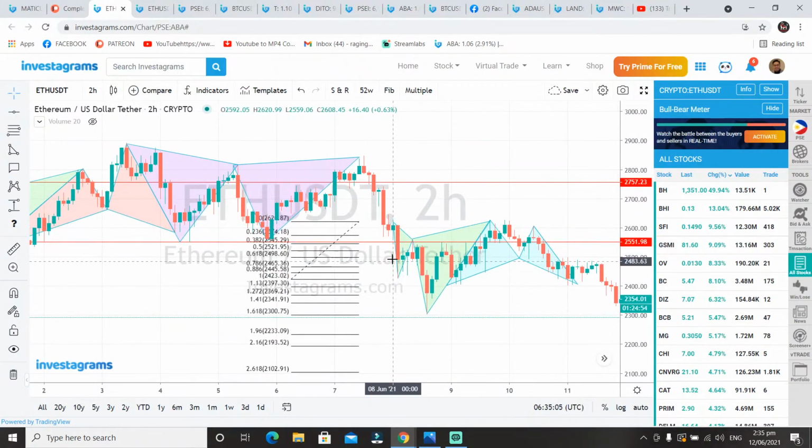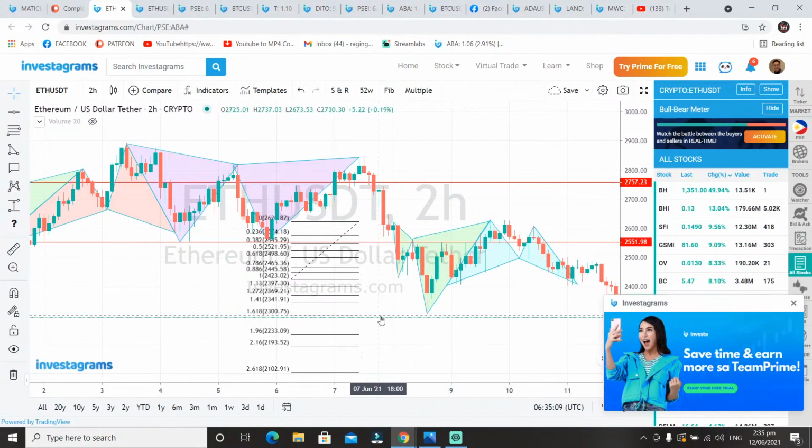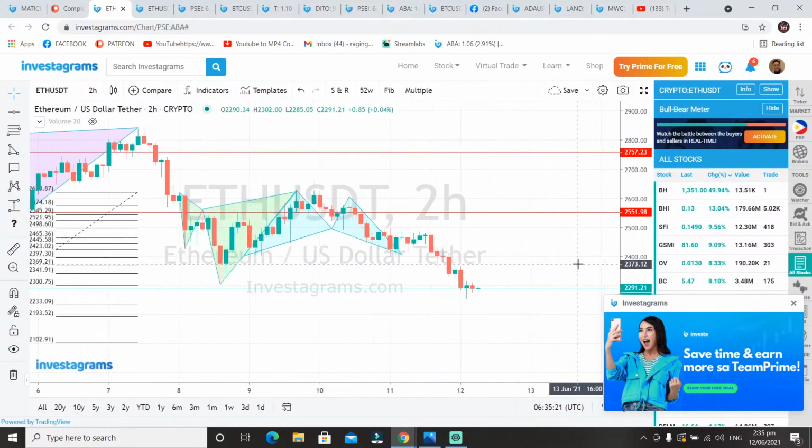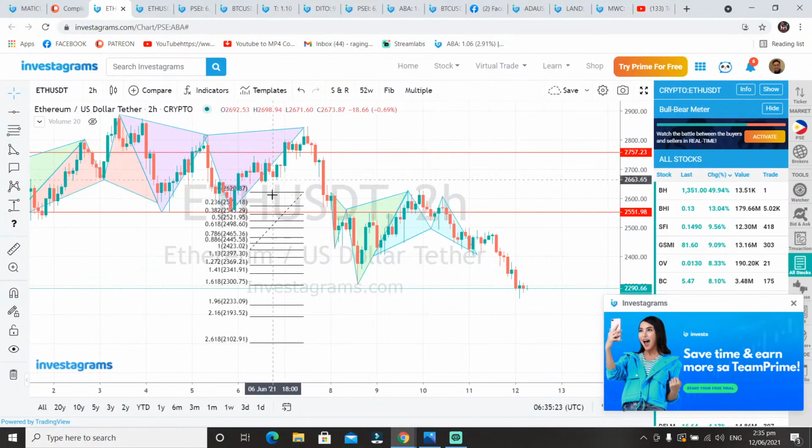No? We plotted before. So X, A, B, then C is less than 161%. Then D, then we made this one. And now it's forming this pattern. So let's see. Once this is formed, it could materialize the bigger picture, bigger part of the chart. So that's why for now, what we'll have to do is observe.